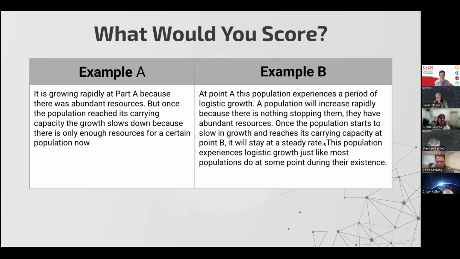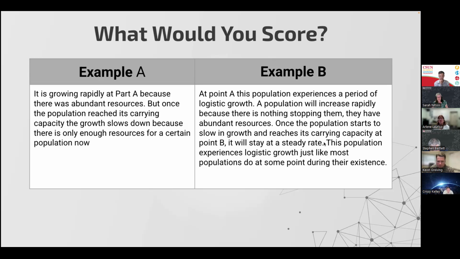Okay, let's look at example B now. This is student B. Now we have at point A, this population experiences a period of logistic growth. A population will increase rapidly because there is nothing stopping them. They have abundant resources. Once the population starts to slow in growth and reaches its carrying capacity at point B, it will stay at a steady rate. This population experiences logistic growth just like most populations do at some point during their existence.